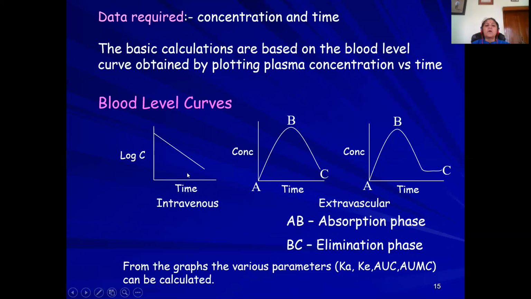This is for intravenous bolus, where time is on the x-axis and you have the log of concentration on the y-axis. And this other one is for extravascular administration, where AB is the absorption phase and BC is the elimination phase. From the graphs, the various parameters like Ka, Ke, AUC, AUMC could be calculated.